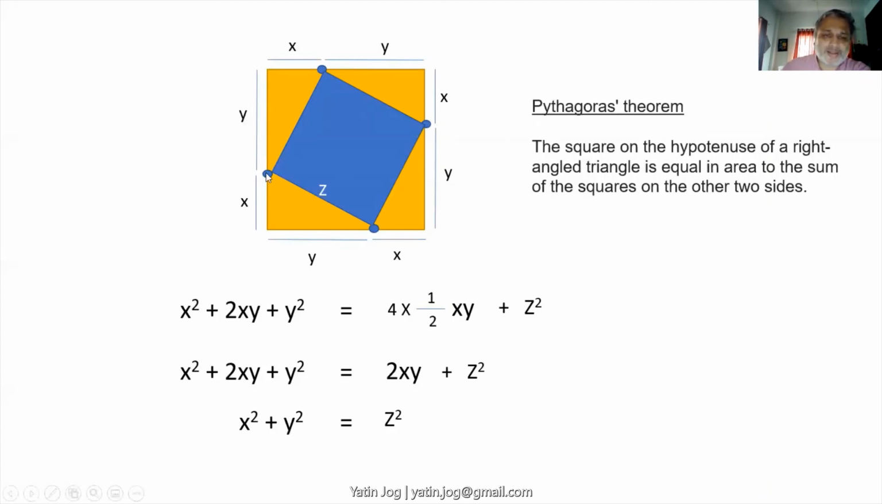So if I look at this right angle triangle, what the Pythagoras theorem says is that the square on the hypotenuse, that is z square, of a right angle triangle is equal in area to the sum of the squares on the other two sides, that is x square plus y square. So x square plus y square is equal to z square.